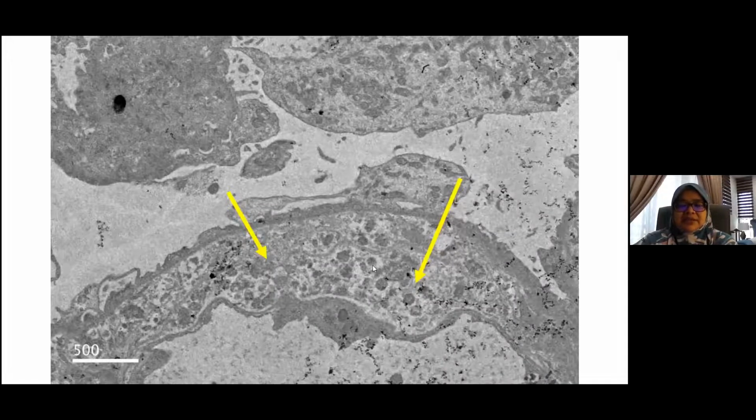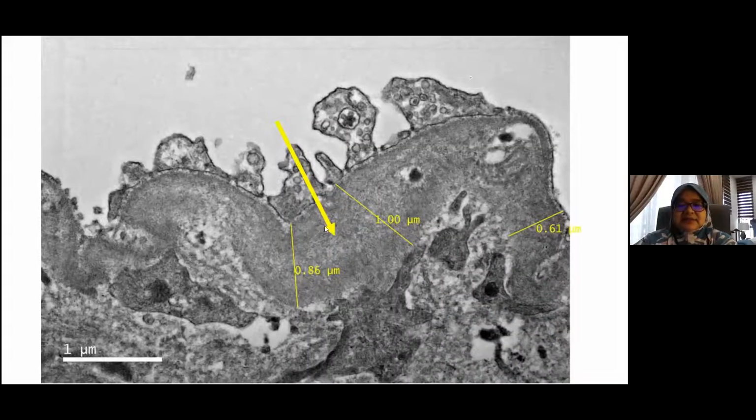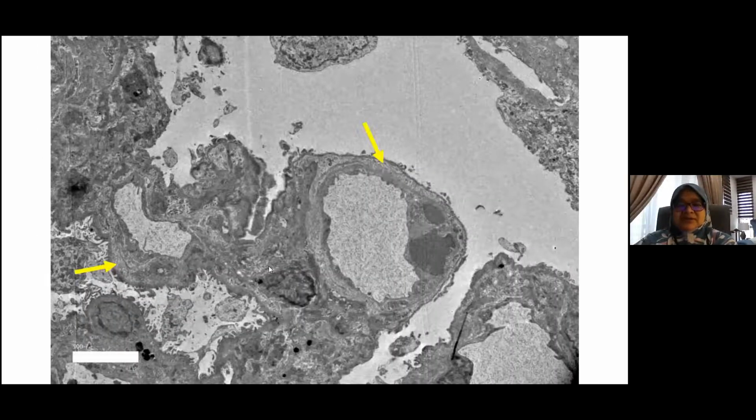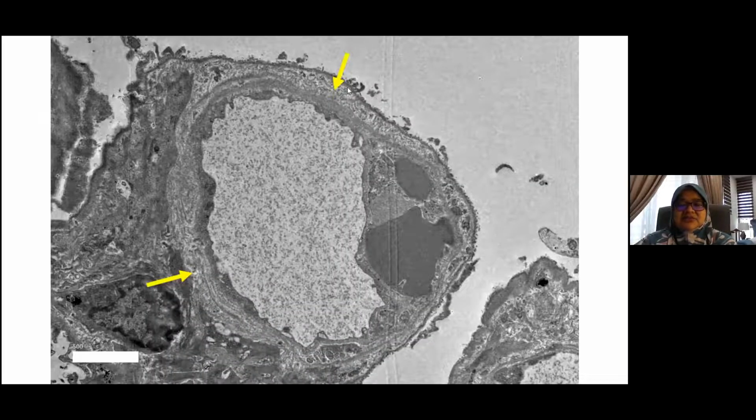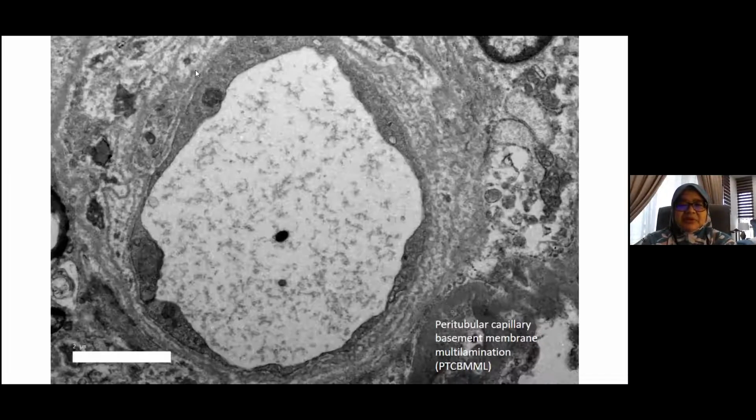This is more of the loosened material within the lamina rara interna. Okay, and there's thickening of the basement membrane. This is one of the capillary loops, and we can still see the loosened material within. And just to show you more of the loosened material, here we start to see some lamination. This is the capillary loop, but we also see this lamination elsewhere. This is the peritubular capillary.